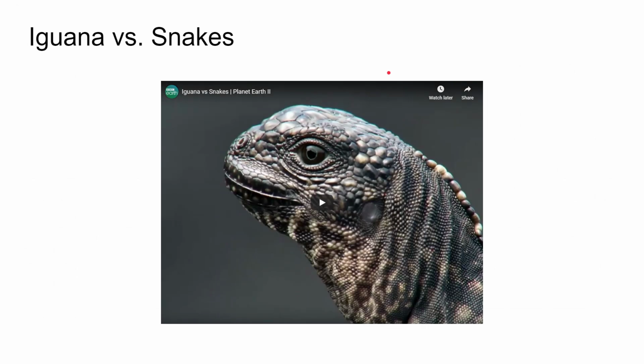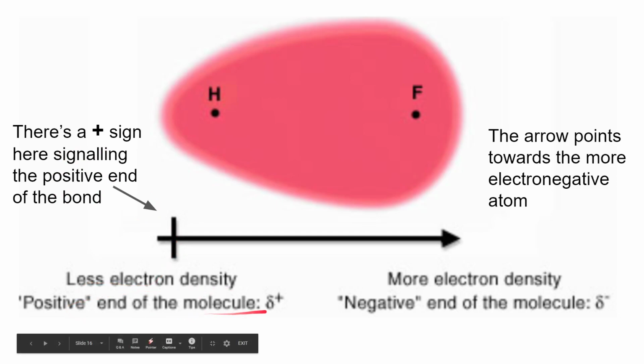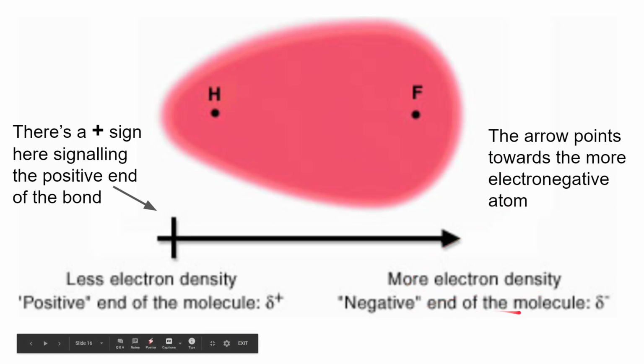I'm going to put this video on the Google Classroom because it's kind of interesting, but this is just another way. There's a plus sign here signaling the positive end of the bond. It's the less electron density region. It's the positive end of the molecule with this slightly positive sign. The arrow points towards the more electronegative atom. More electron density, the negative end of the molecule with this slightly negative sign.